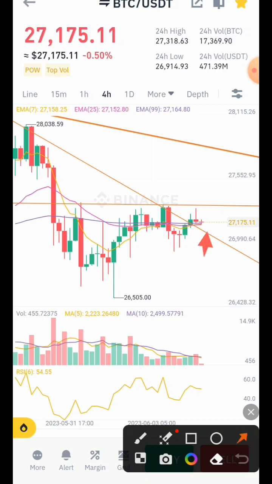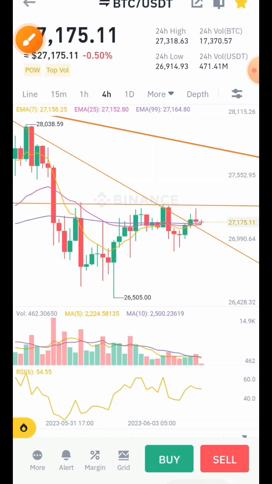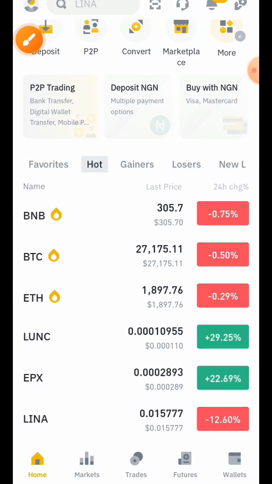Immediately we confirm this breakout, I'm going to set my eyes on this, and once I confirm this breakout, then I'm going to say okay, Bitcoin is actually ready to meet about $28,000 in price. So this is what I actually use to analyze the Bitcoin market, and we can see the price of Bitcoin for now.